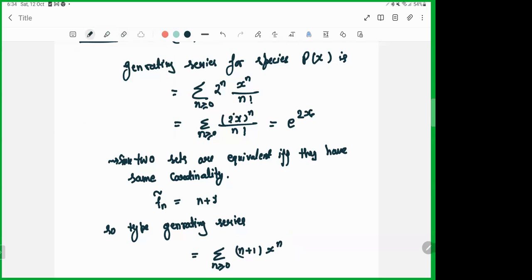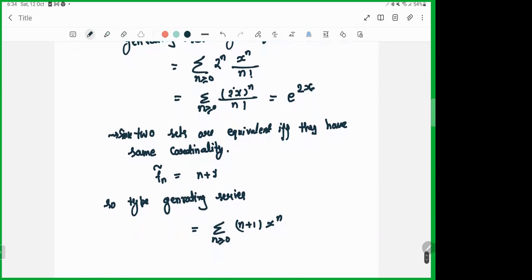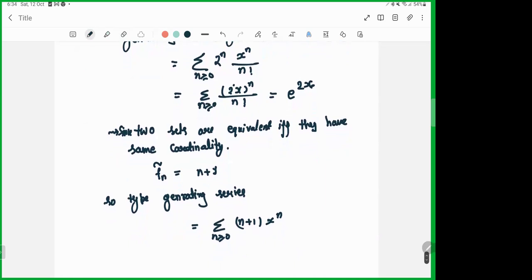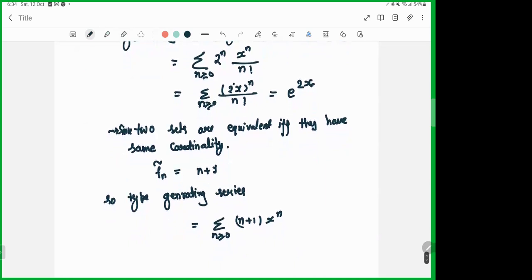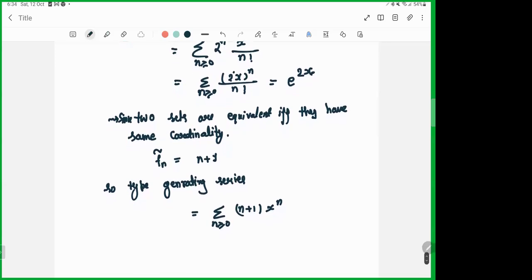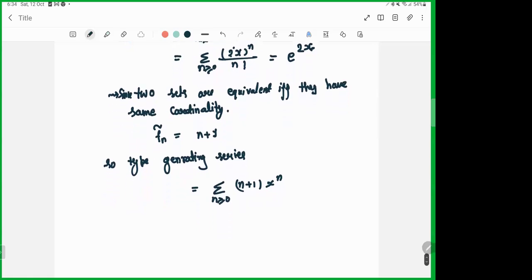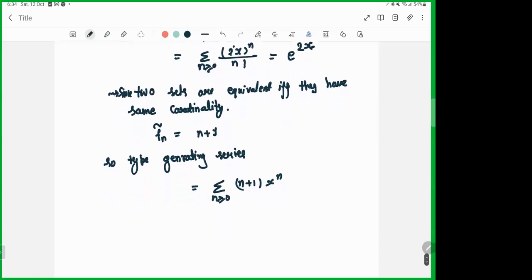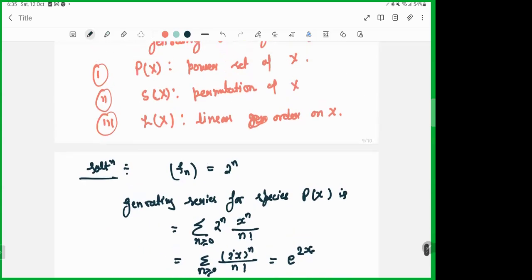So what is this expression? Can you see? Anyway, this is the type generating series for this one. Let's do some others. I already wrote some others here, so let's compute them also, then we'll wrap up.